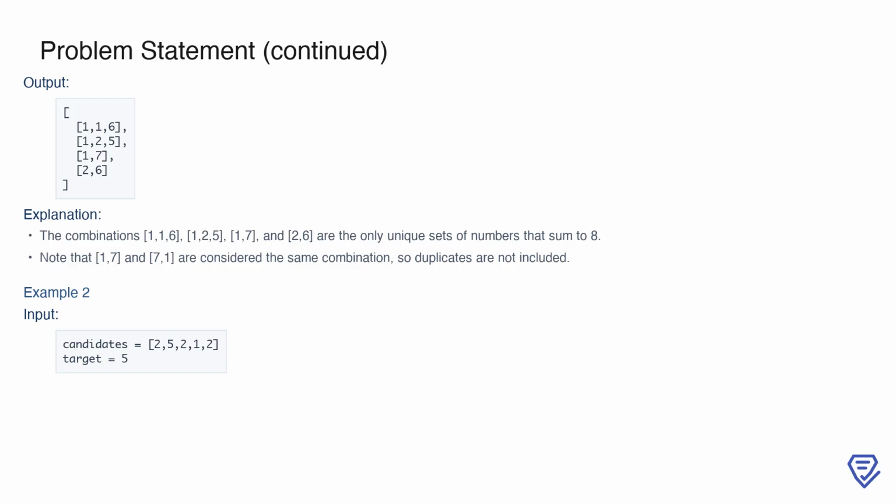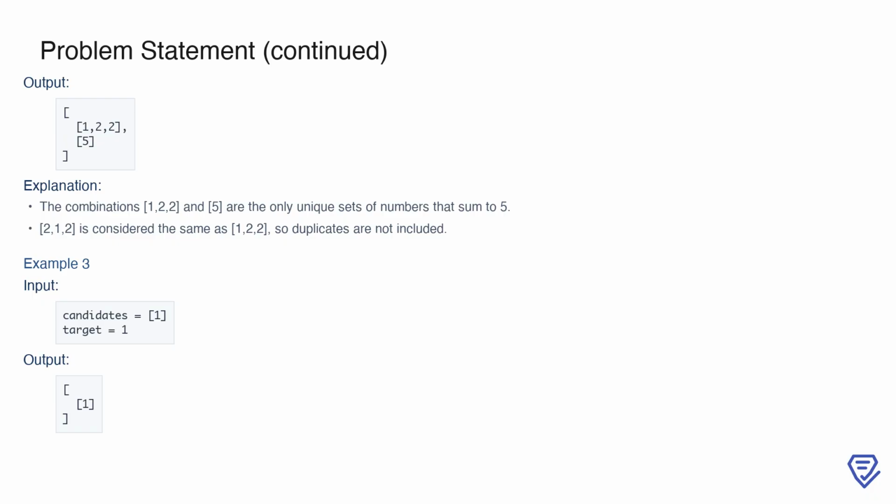For example, if the input candidates are 10, 1, 2, 7, 6, 1, 5, and the target is 8, the output would be [1,1,6], [1,2,5], [1,7], [2,6]. These are the only unique sets of numbers that sum to 8. Notice that [1,7] and [7,1] are treated as the same combination because the order of numbers in a combination does not matter. Duplicates in the output are not allowed, so combinations must be distinct even if they involve the same numbers in a different arrangement.